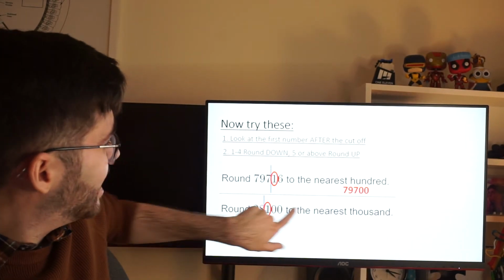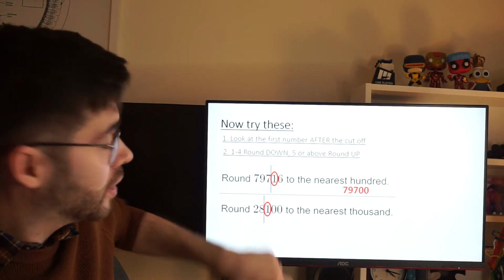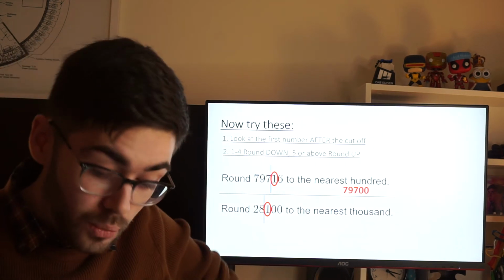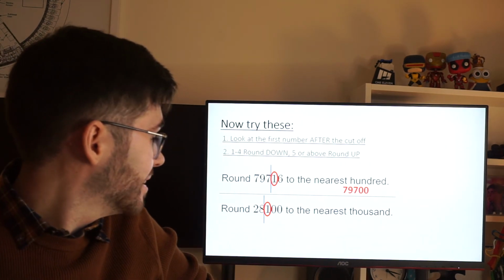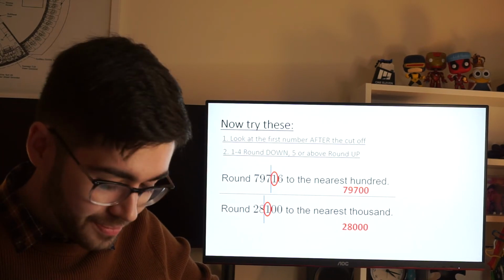79,700, okay? And the next one we're rounding to the nearest 1,000. The 8 is the 1,000, we draw the line afterwards, we're looking at the 1. That's low as well, so it rounds down. What's my answer there? The 8 stays the same, it's 28,000, okay?